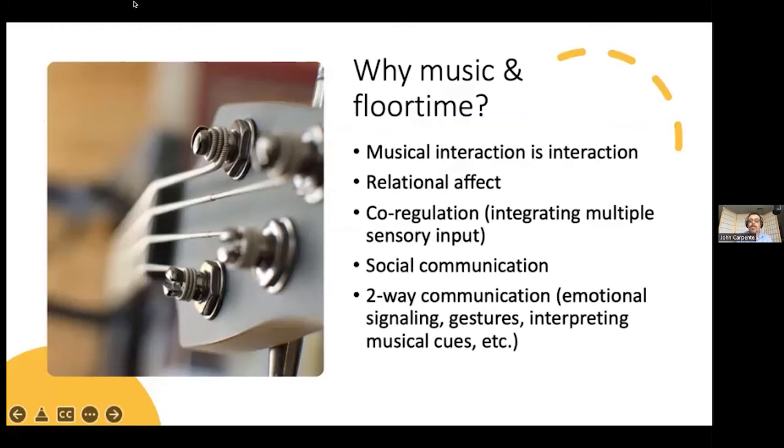So why music and floor time? As we saw in the video, musical interaction is interaction. If a child can do that in music and activate those sensory systems, I believe they could do that outside of music.